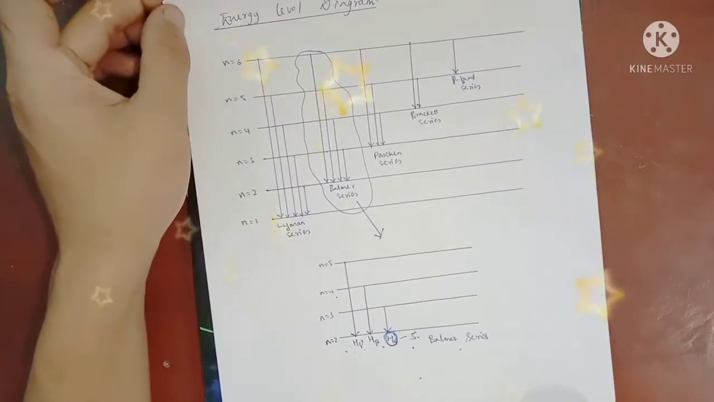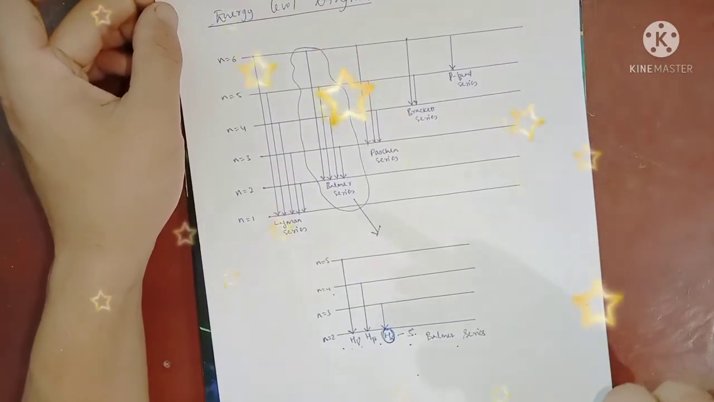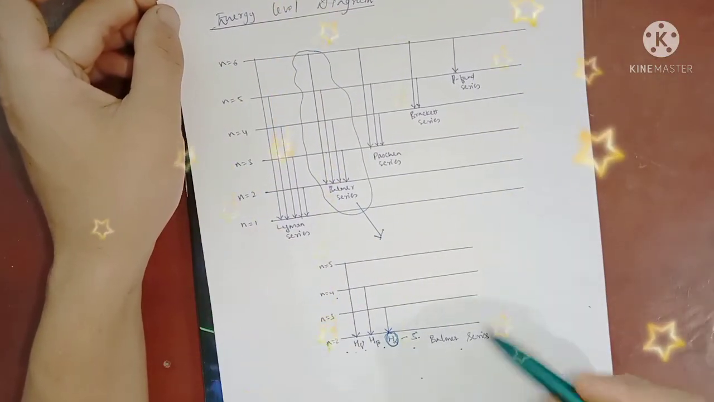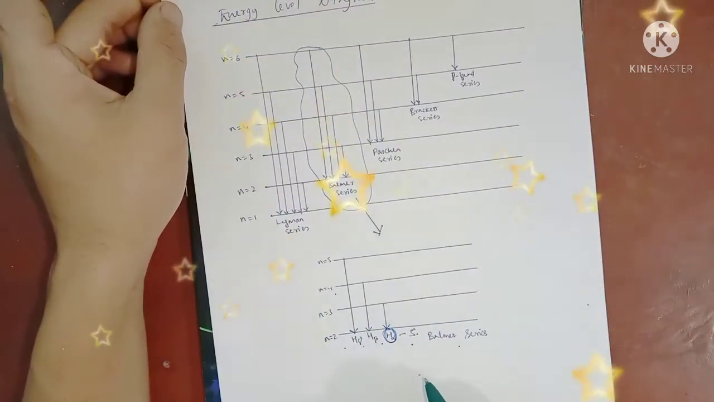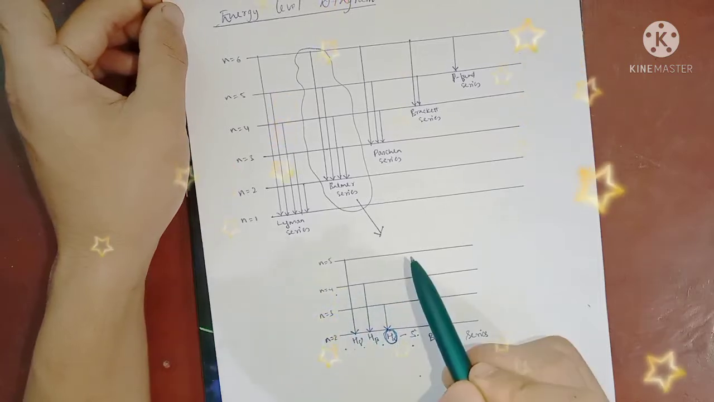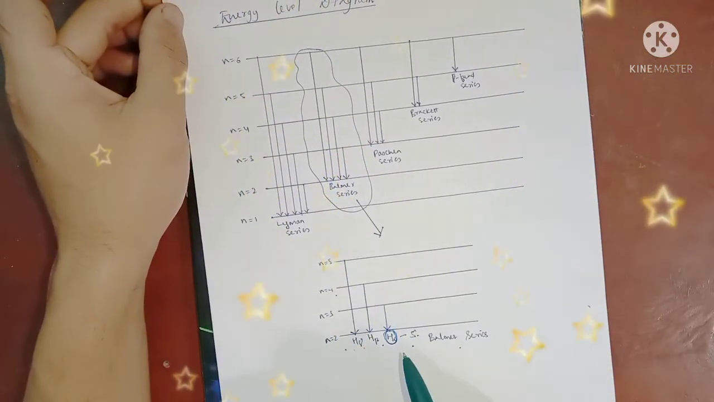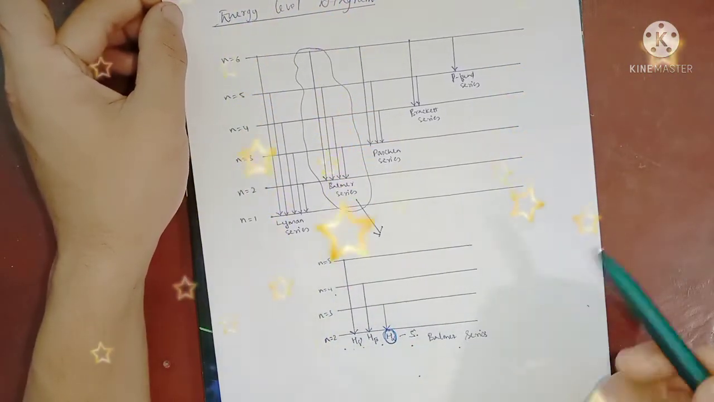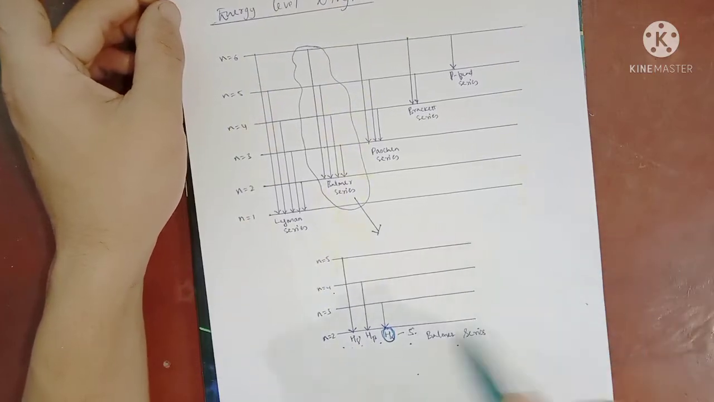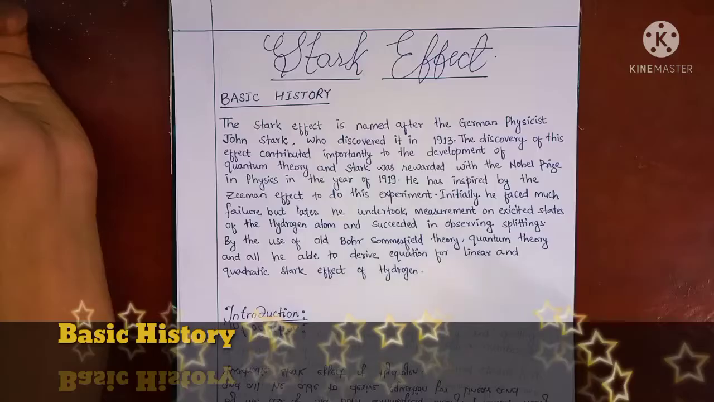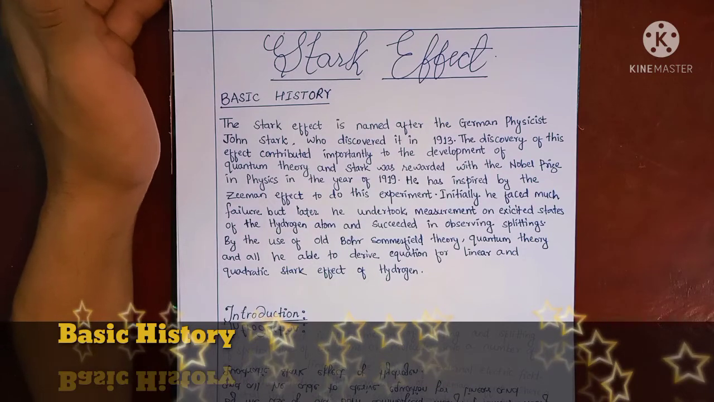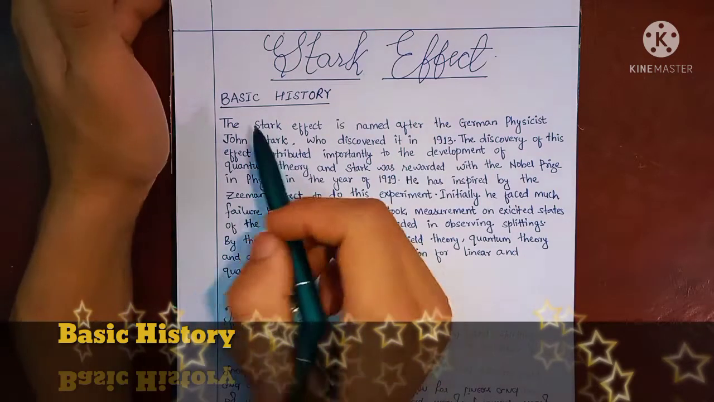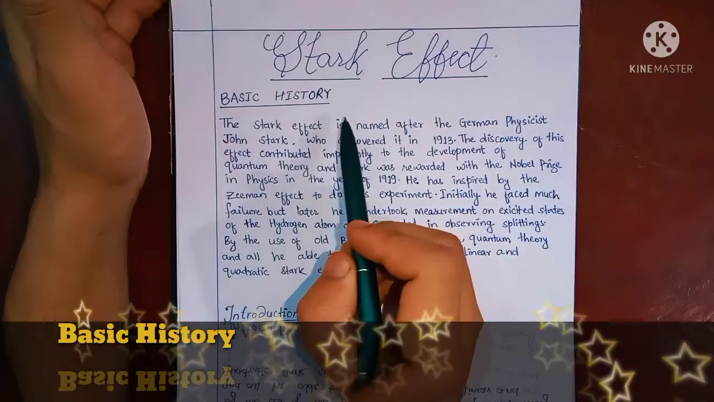To get an idea or to understand more about the Stark effect, we should know this basic thing about the hydrogen spectral line. And from the hydrogen spectral line, Stark chose the Balmer series to observe the Stark effect, especially the H alpha line. Previously we studied the basic things we need to understand the Stark effect. So now we discuss the basic history.